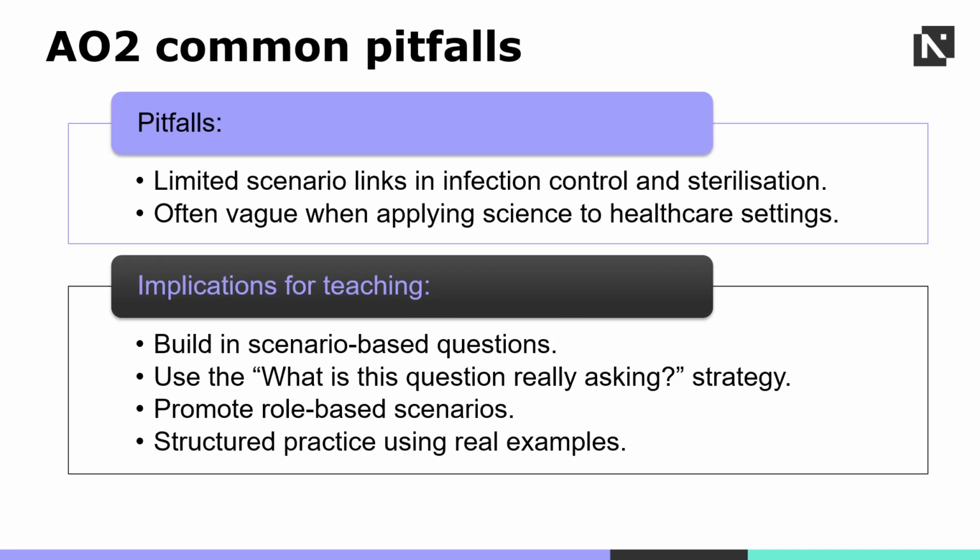AO2 requires students to apply their knowledge to real-world or exam-based scenarios. Across both core papers, this was an inconsistent area. In Paper A, questions related to infection control and sterilisation were often answered with general statements or suggestions for unrelated actions. Students struggled to link their knowledge to the specific scenario presented, missing opportunities to tailor the response and maximise marks.